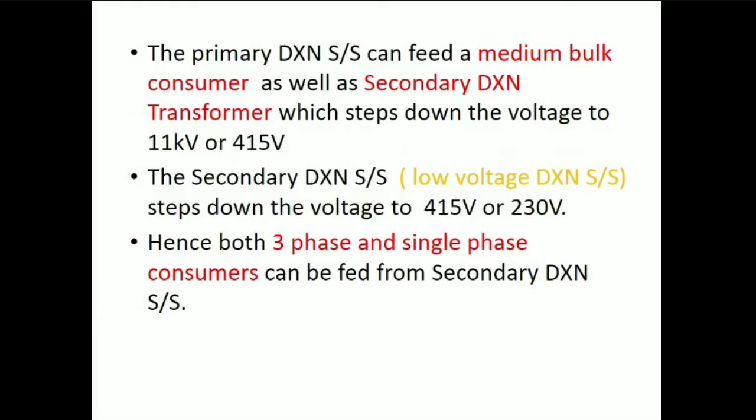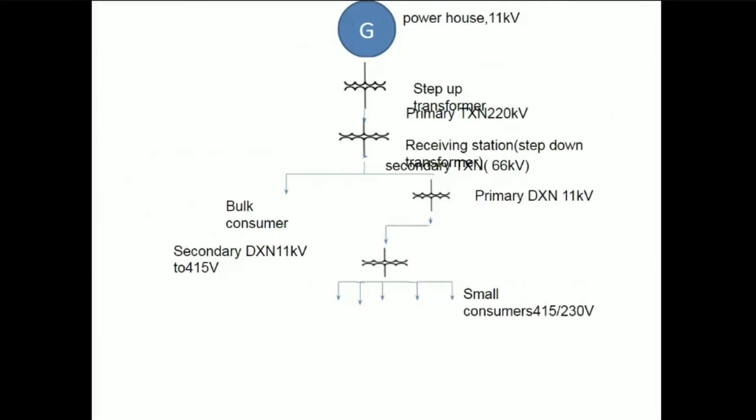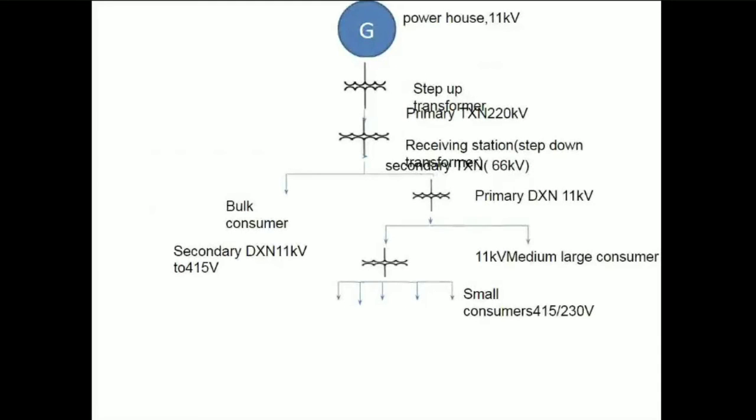The secondary distribution substation, that is low voltage distribution substation, steps down the voltage 11 kV to 415 or 230 volt. Hence, both three-phase and single-phase consumers can be fed from secondary distribution substation. This is the one-line diagram of a power system. We have seen the need for transmission, advantages, disadvantages of transmission, and one-line diagram.